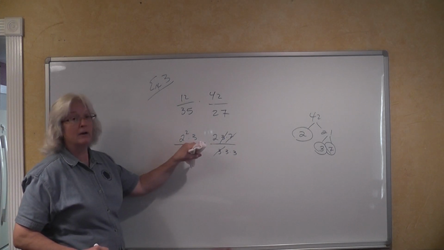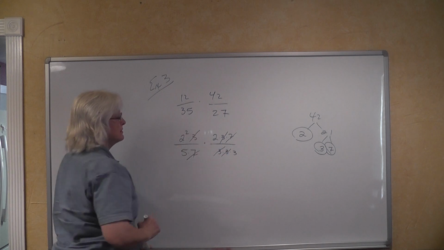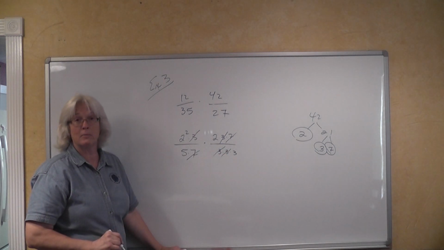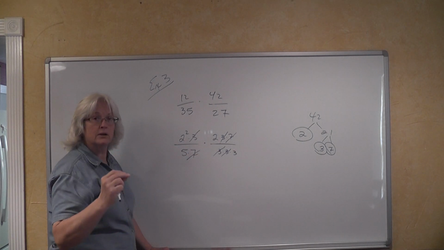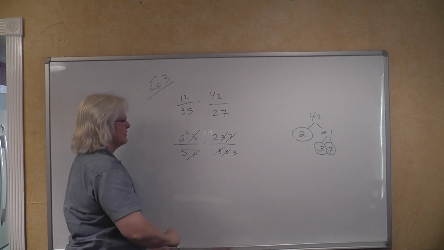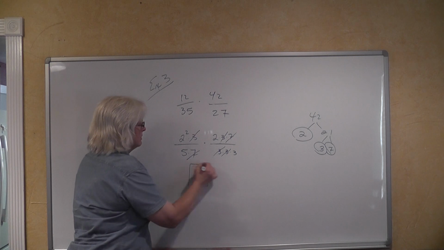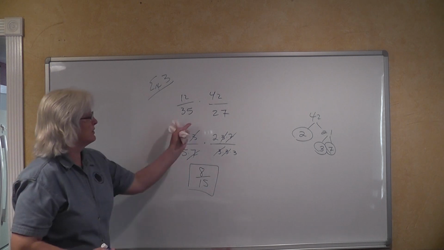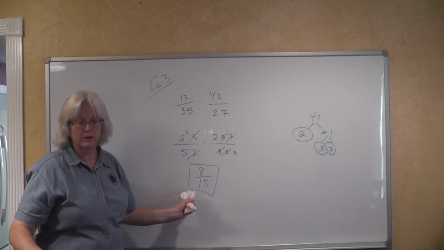Now, I've got another 3 over there, don't I? Didn't catch that at first. Now, do I have any more common factors? 2 squared and 2. They're not common because they're both in the numerator. 5 and 3. That's all we have. A reduced form here of the product of these two rational numbers is 8 over 15.